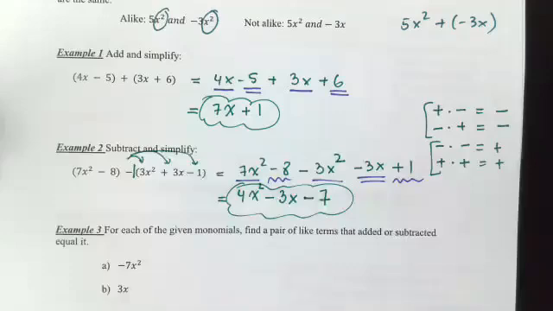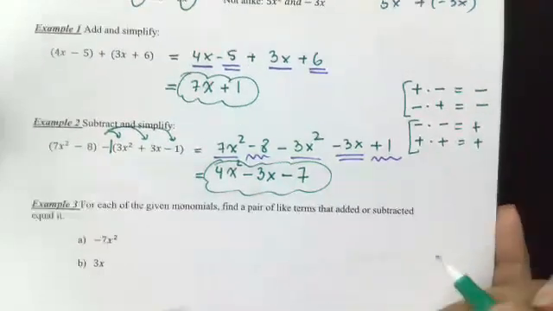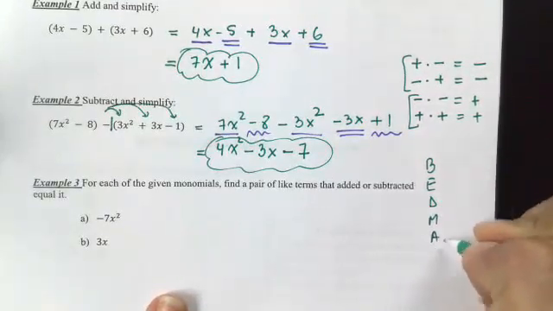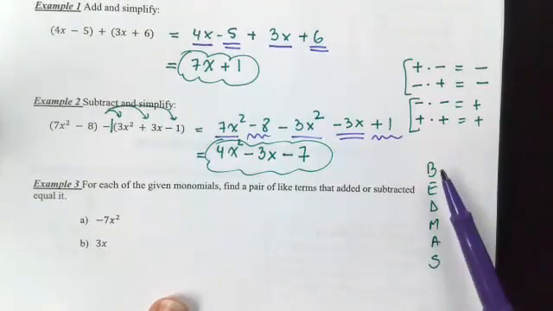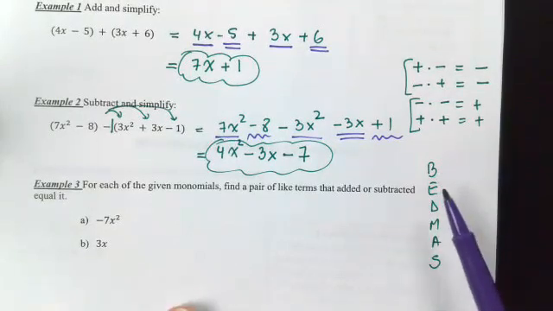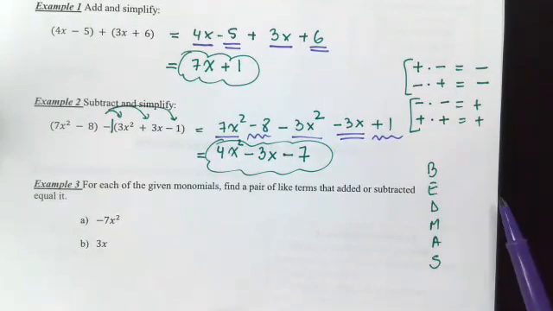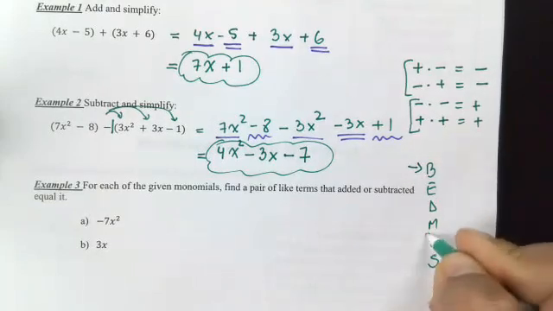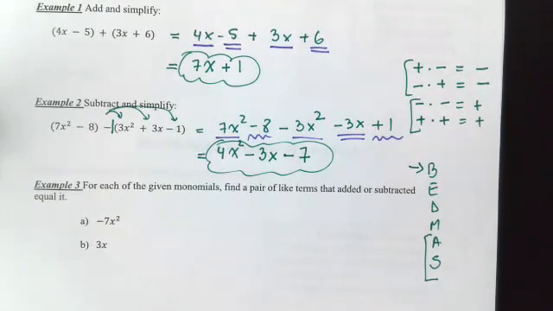Like B would be BEDMAS. Okay, yeah. B, E. It's a really good acronym, right? B stands for brackets, so you would do that first, brackets, and then if you have exponents, division, multiplication, addition, subtraction. In this case, in our example, we only used this, okay? And then we went straight to addition, subtraction. That's the only thing we had to do, right?